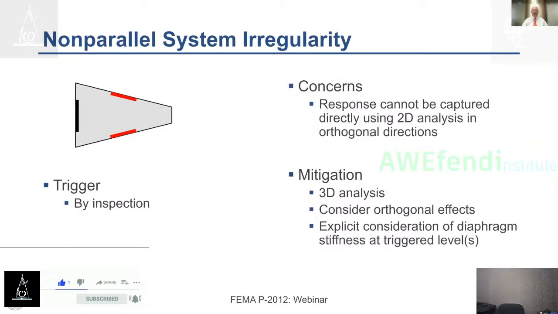The non-parallel system, really, we mentioned before, it's not a structural performance issue. We just have to use a three-dimensional analysis to understand it, and that really is the issue.